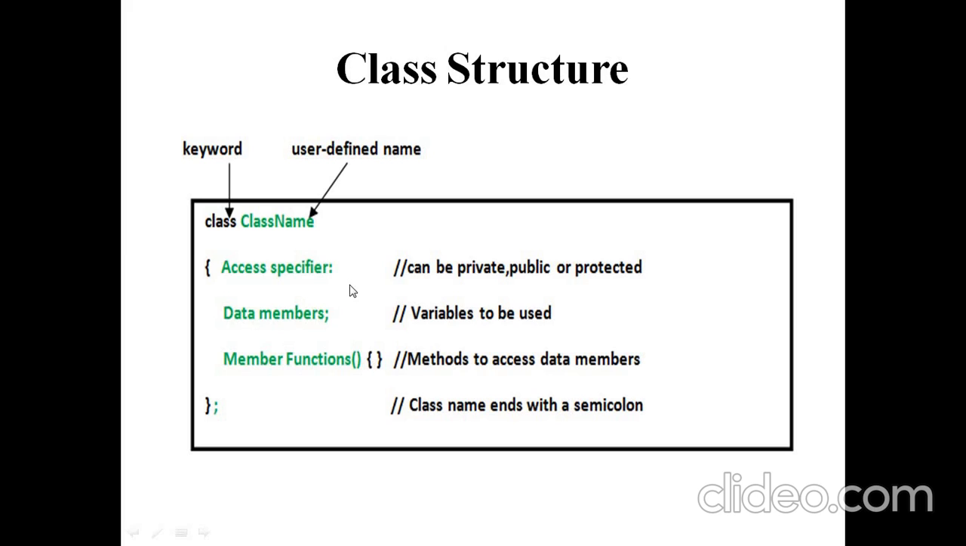Access specifiers can be private, public or protected. Data members are variables. Whatever variables you are going to use in the program, you can mention there, like integer a, b, float type, double. And member functions are methods to access data members. The class definition ends with a semicolon. Okay, it is the structure of the class.